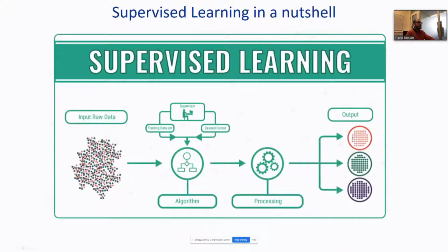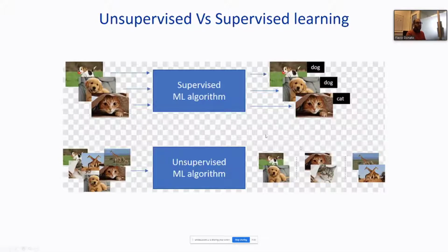So supervised learning in a nutshell is: you give the data, you have a supervisor and a training data set. This allows the algorithm to optimize the things it has to optimize, and we'll see later how, and then gives you an output with the three different categories. I'll put a slide here because I want you to really capture the difference between these two. A supervised algorithm is given a set of inputs and will be able to tell you dog and cat, because it has been trained on images that were already labeled like that. So it will know the relationship between the image and the label, and will apply this relationship to predict the label of an image it has never seen before.